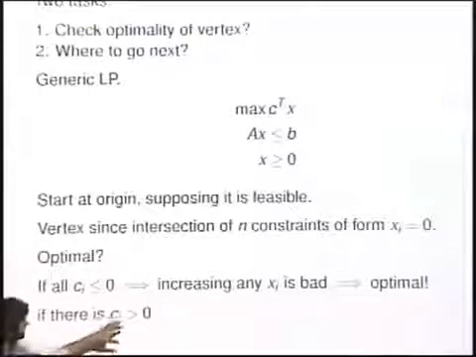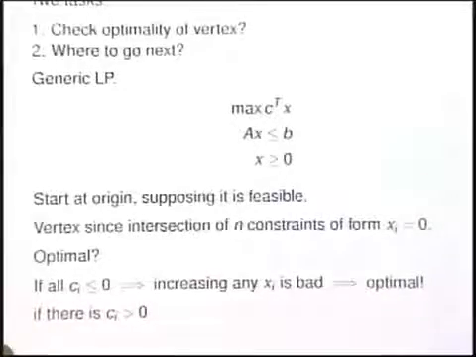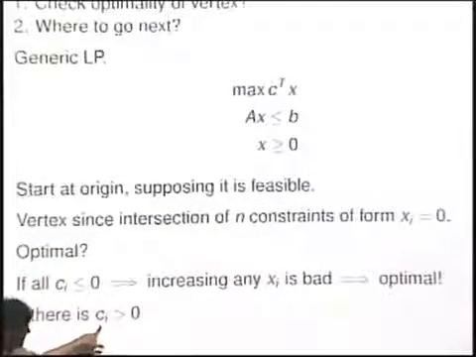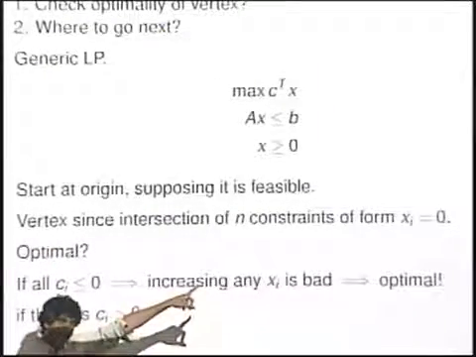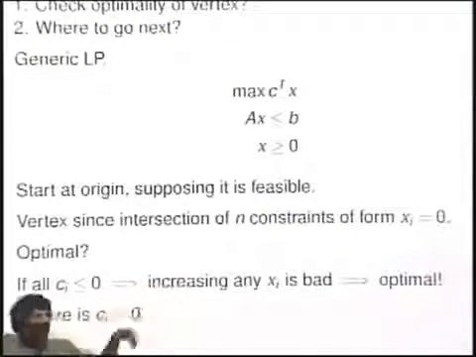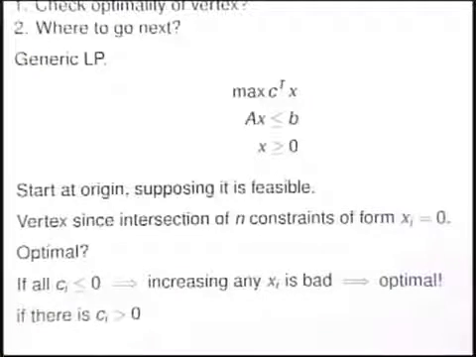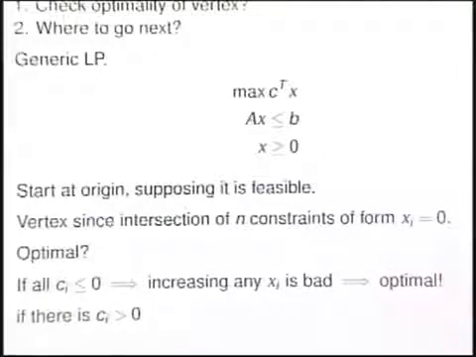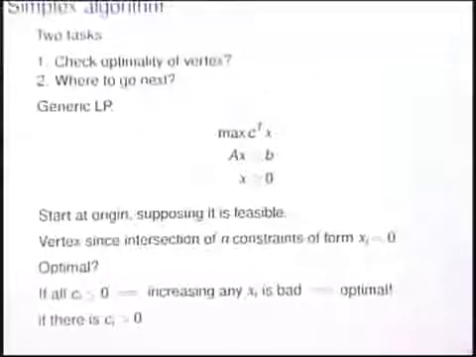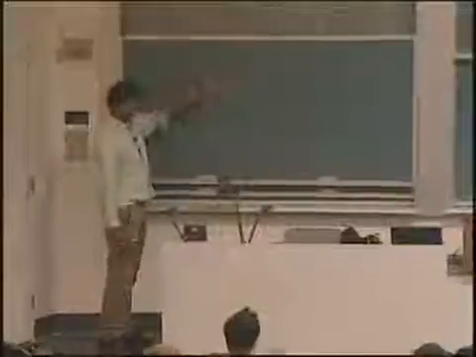If there is a ci that's greater than 0, what should you do? Where to go next? Well, you find a ci that's greater than 0. For that xi, you just start increasing that value. You make that constraint not tight. And how much do you increase it by? We just kept increasing this until it hit another constraint. So we increase it until the first tight constraint.